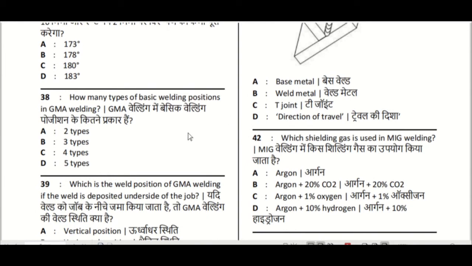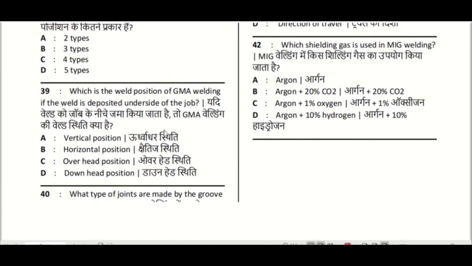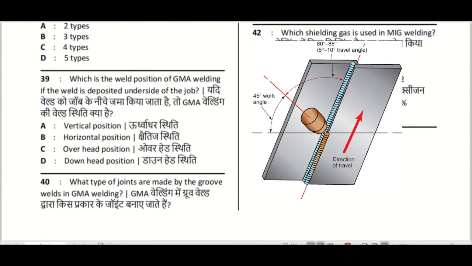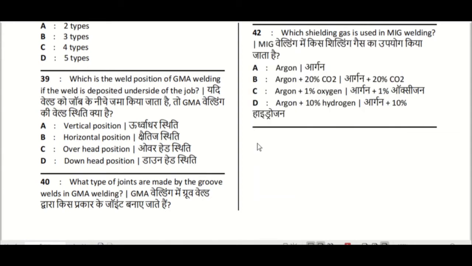How many types of basic welding positions in gas metal arc welding? In gas metal arc welding, 3 types of basic welding positions are there. Which is the weld position of gas metal arc welding if the weld is deposited underside of the job? The weld position is overhead position.